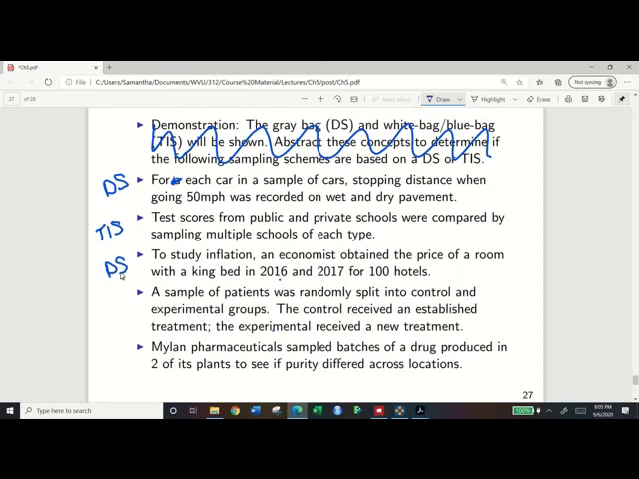For our fourth situation, a sample of patients who are randomly split into control and experimental groups. The control received the established treatment and the other group received the new treatment. This to me would be a situation of two independent samples, as there is no natural pairing that would occur between the control and experimental groups.